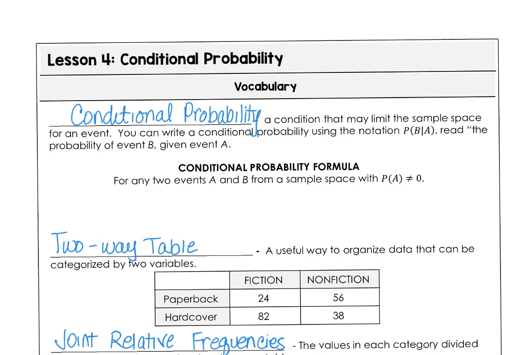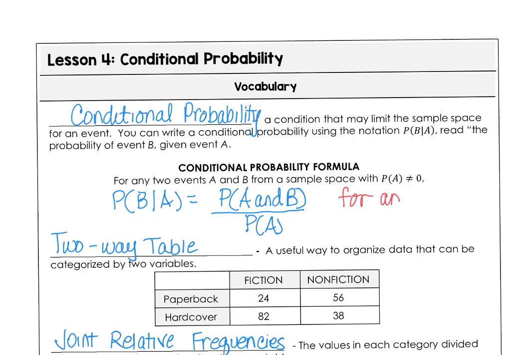You can write conditional probability using the notation the probability of event B given that event A happens. So when we calculate that, we would first find the probability of A and B, and we saw that in our previous lesson where we multiply probability A times probability B, and then we divide by probability A. So this is for any two events, A and B, where the probability of A is not 0.